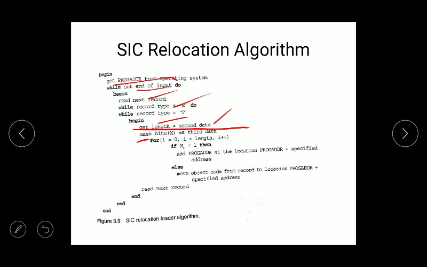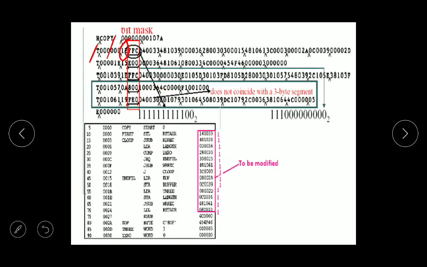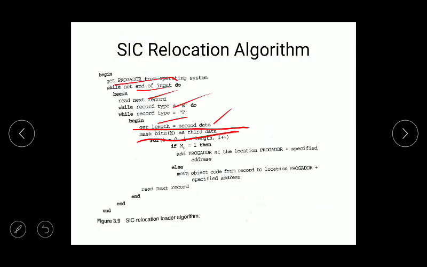Then the mask bits M as third data. The third data is this FFC or E00. They are called mask bits. Then there is a for loop: for i equal to 0, i less than length, i plus plus. You have to repeat the procedure till the end of that particular text record is reached.